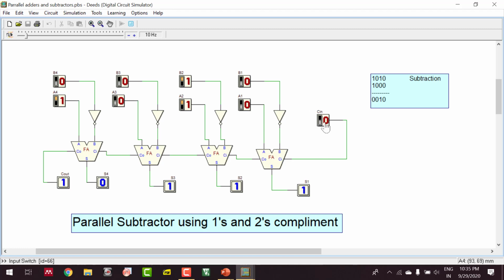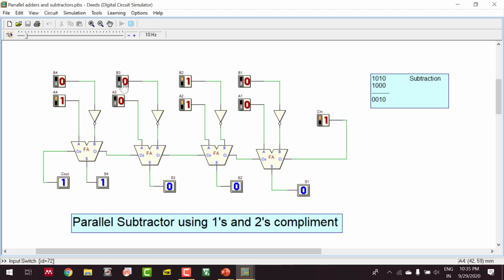The moment I keep C in as 1, that means your B bits are getting complemented, and adding 1 means your B is converted into the 2's complement of whatever B is given. So in this case, whatever answer you get is the right direct answer. You have to just ignore the carry. If you look here, this is 1010, minus 2 will be 8. This is already 1000, that is 8 already there. You can just ignore this carry.